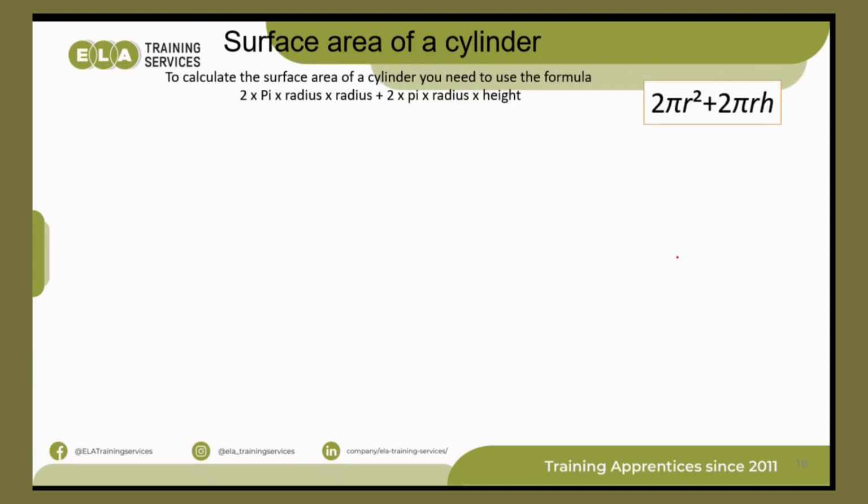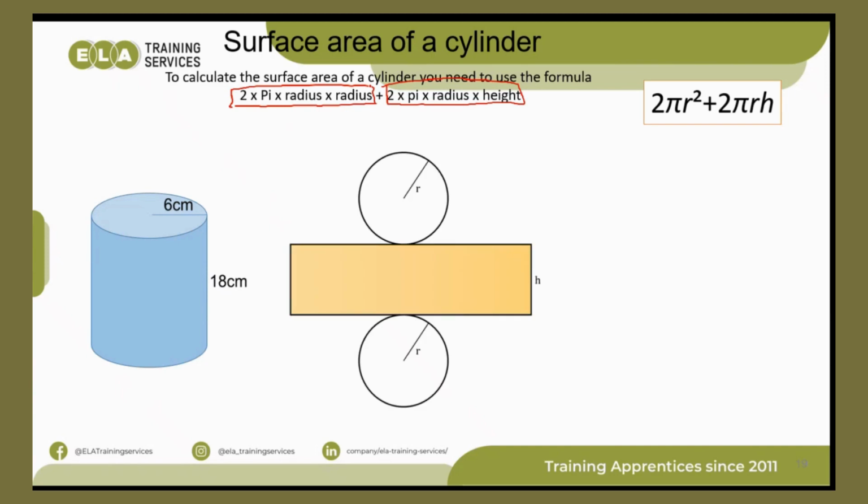Now, these questions are quite rare in your exam, but it's really good to know this formula and how to calculate the surface area of a cylinder. So to calculate the surface area of a cylinder, you need to use the formula 2 times pi times radius squared, and then add 2 lots of pi times radius times the height. So say we had a cylinder that was 6 centimetres in radius and 8 centimetres in height. You're going to imagine you're basically doing the 2 circles and a rectangle to add in our height.